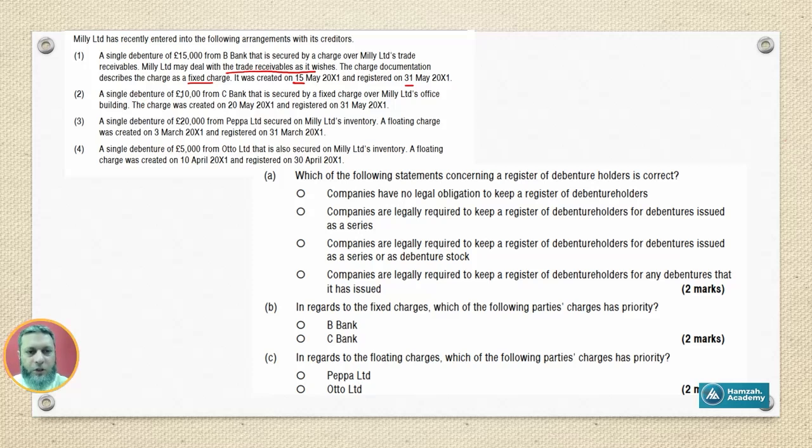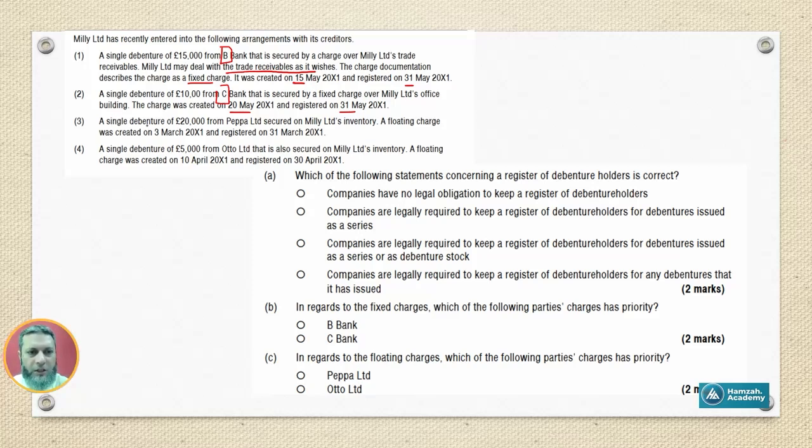A single debenture of 10,000 from C Bank. So it was with the B Bank and this is with the C Bank. That is secured by a fixed charge over Millie Limited's office building. The charge was created on 20th May and registered on 31st May. So both of these charges are created on different assets. This one was on trade receivables and this one was on the office building.